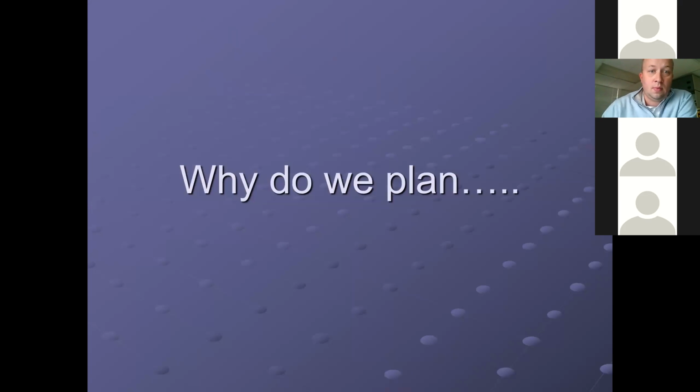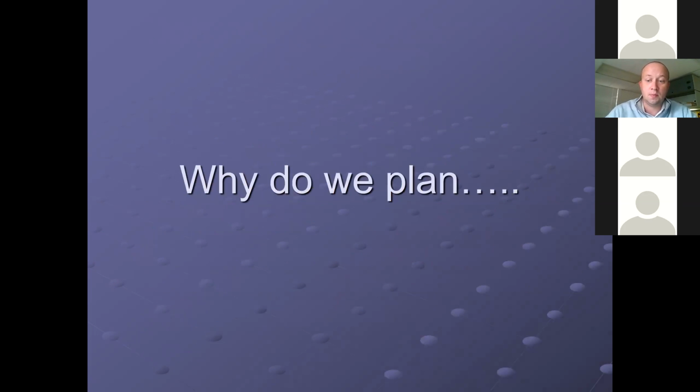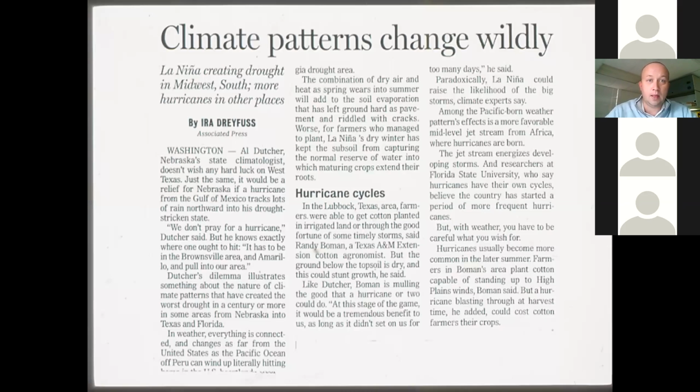There we go. All right, so the objectives today are to go over natural and man-made disasters and really focus on their implications for infection control, identify the components of an emergency operations plan, as well as provide some really good reference materials that are included in your slide deck. It should be in your book as well, I believe. Correct, Amy? They're in the back, if I'm not mistaken. They have been in years past. On emergency operations planning, different resources for infection control planning as it has a nexus to emergency management. So let's get started. Why do we plan?